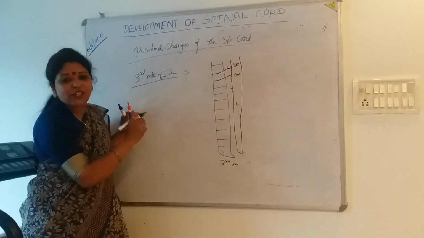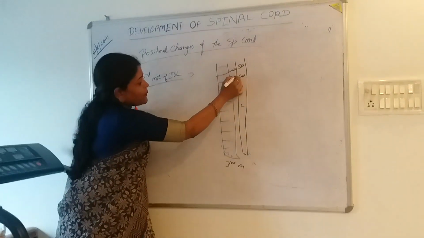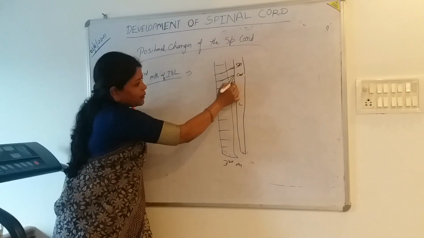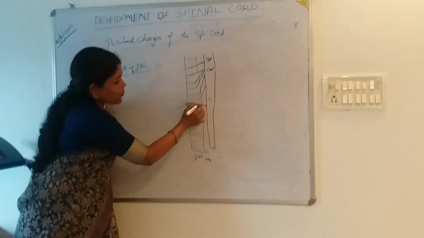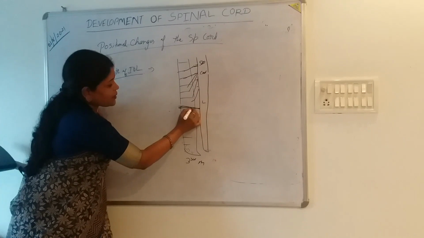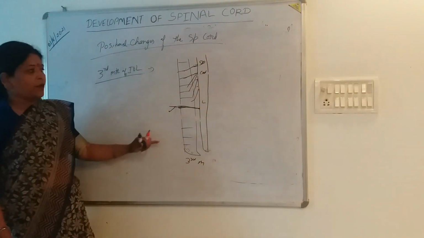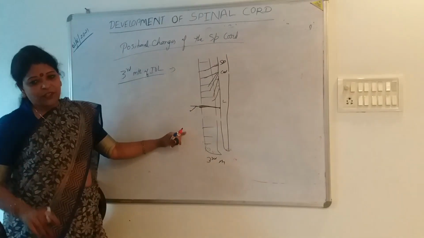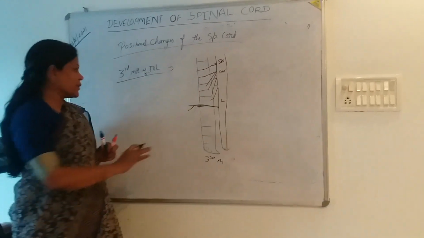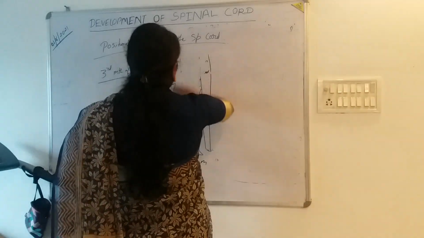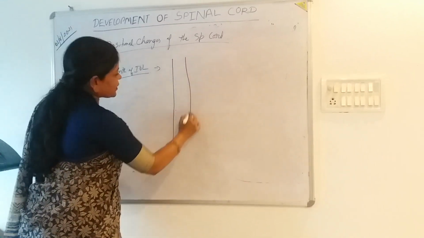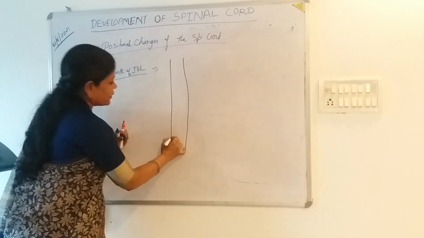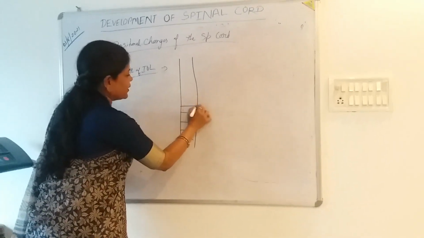the corresponding intervertebral foramen. There will be no obliquity. It will not go downwards to exit from the intervertebral foramen. Each nerve comes out through the corresponding intervertebral foramen, because the vertebral column length and the spinal cord length are the same. But what happens at the time of birth? At the time of birth, there is a little bit of regression of the spinal cord.